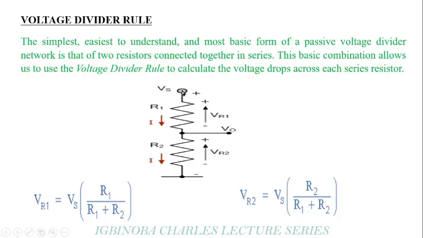This basic combination allows us to use the voltage divider rule to calculate the voltage drop across each resistor. So this is a simple circuit. You have your supply voltage and you have resistor R1 and resistor R2 connected in series. So for you to calculate the voltage drop across resistor R1, all you need to do is multiply your source voltage times R1 divided by R1 plus R2. Also, to calculate the voltage drop across your R2 resistor, all you need to do is multiply your source voltage times R2 divided by R1 plus R2. So that is a very simple way of finding the voltage drop across a point.